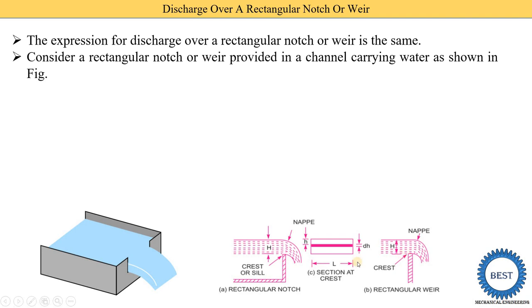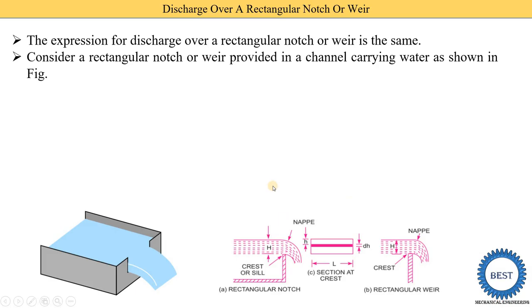Here we can see this is one point. This point is called the crest or sill, that we already discussed in the last two videos. Over the crest level water is flowing, and the height is denoted as capital H. It is the same for the notch as well as for the weir. And this image C is the section at the crest level. Here we see the bottom edge of the notch. This edge is called the crest, and it has length L. This is called the length of the notch, and this height is the capital H that we already saw in this image.